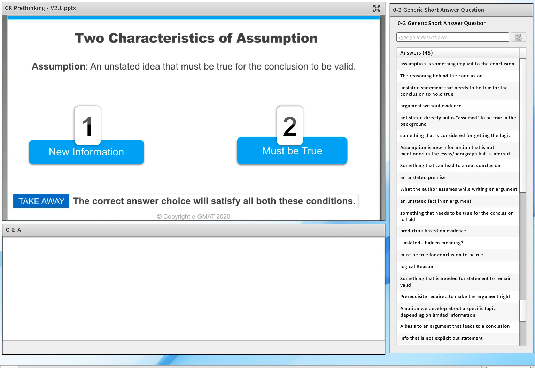Okay. So there are 2 traits of an assumption. One is it's an unstated idea, which means an assumption must provide new information or information that you can't infer from the argument, from the factual part of the argument, that is. And the second thing is it must satisfy this one condition called a must be true condition for the conclusion to be valid. Or in other words, as Sylvia said, without the assumption, the conclusion can break down.